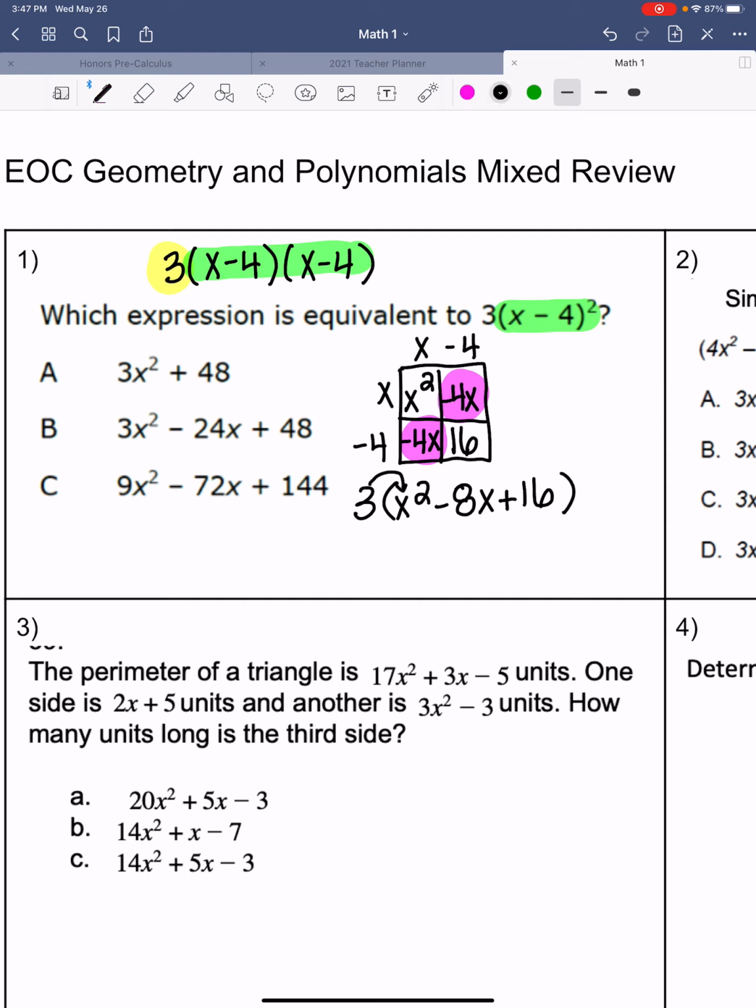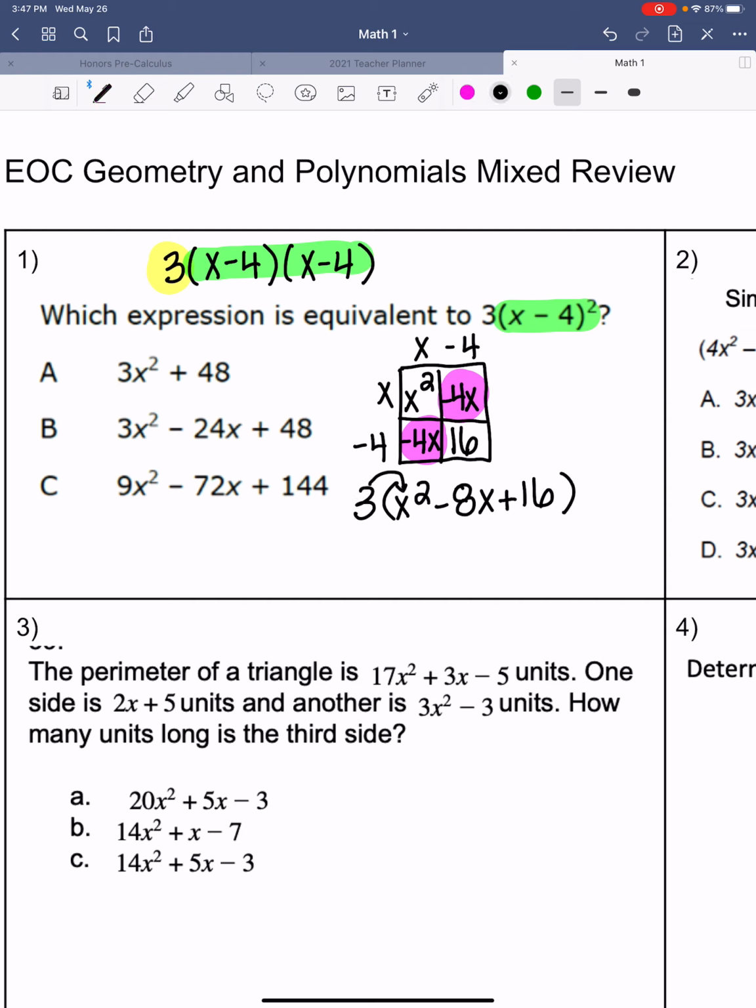All right, so for this one, we have the perimeter of a triangle. So the perimeter is given, and we have 2 sides. One of the sides is 2x plus 5, and the other is 3x squared minus 3. How long is the third side? So the key thing here is we're finding the third side, the missing third side.